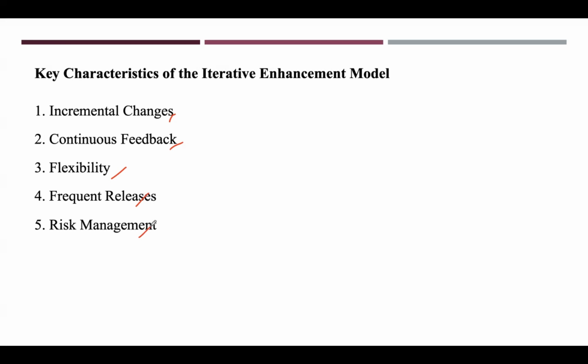Then risk management. By delivering the software in multiple iterations, risk can be identified early in the development process, which allows for easier mitigation of issues. Also, the problems are usually addressed in small, manageable chunks rather than in large or complex releases.